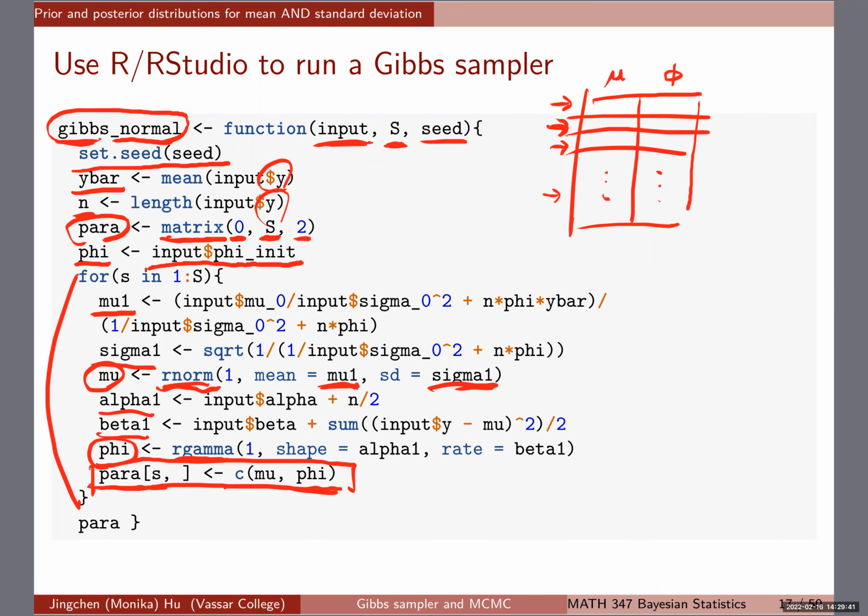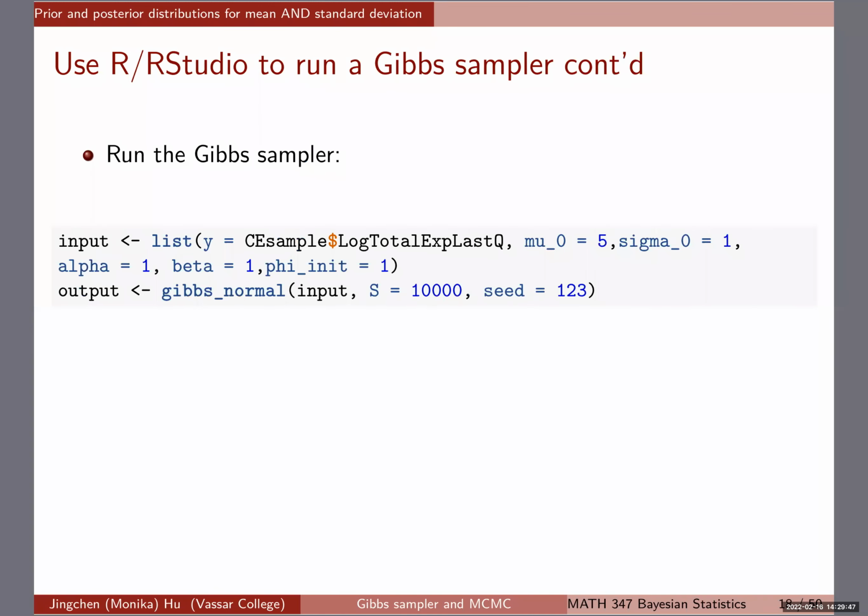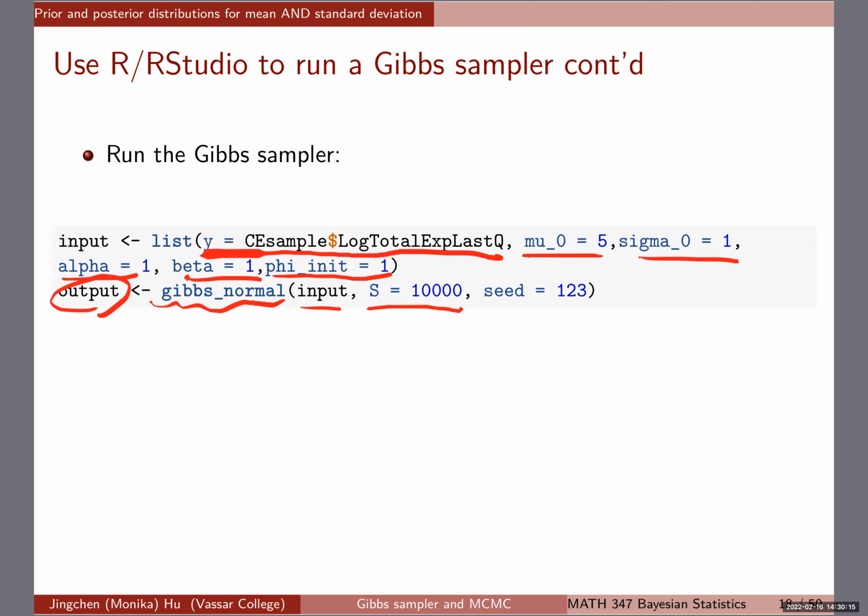All right, so of course we have some results. This is the function that you can write. And then if I want to start running it, I just need to give the input. So I have all of the y that I need, my normal prior, my gamma prior, and my phi initial value, let's just say it's 1. Then I can run this function. From the input, I'm running it for 10,000 iterations, using seed 1, 2, 3. So this whole output should give us the big matrix with the first column of all of the mu's and the second column of all of the phis.